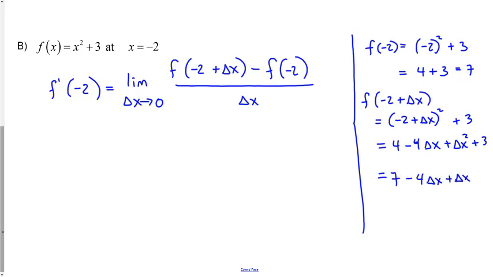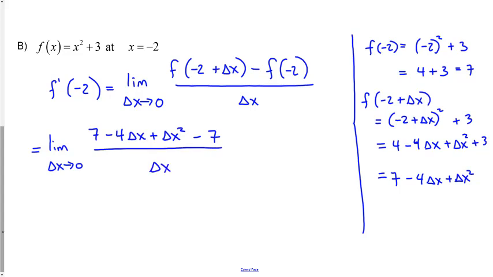All right, so now I have the limit as delta x goes to 0. f of negative 2 plus delta x became 7 minus 4 delta x plus delta x squared. And f of negative 2 was 7. Now I have positive 7, negative 7, which cancel each other out. So that's the limit as delta x goes to 0 of negative 4 times delta x plus delta x squared all over delta x.